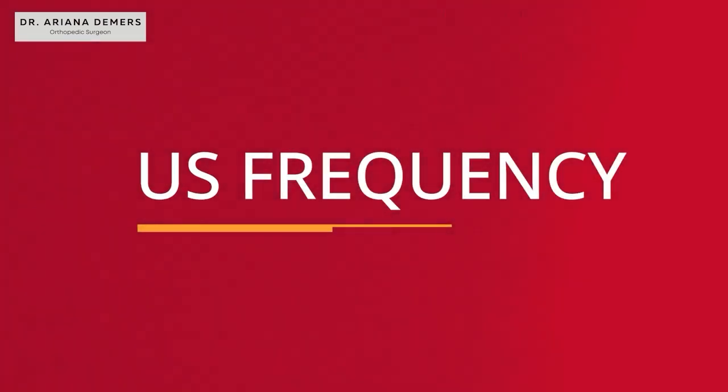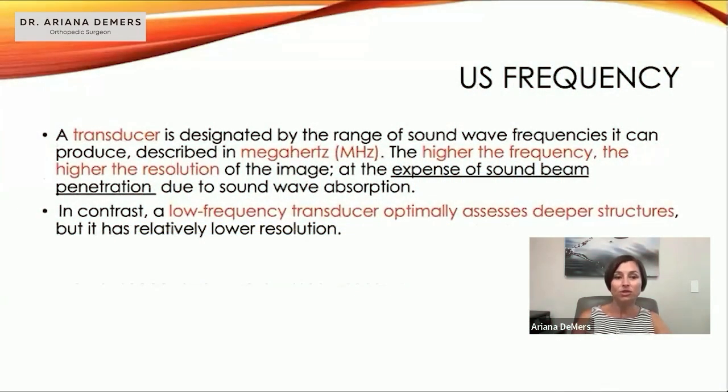So when we talk about ultrasound frequency, the transducers are designated by the range of sound wave frequencies it produces, and that is described in megahertz. So the higher the frequency, the higher the resolution or clarity or granularity of the image, but that is at the expense of the sound beam penetration due to the sound wave absorption.